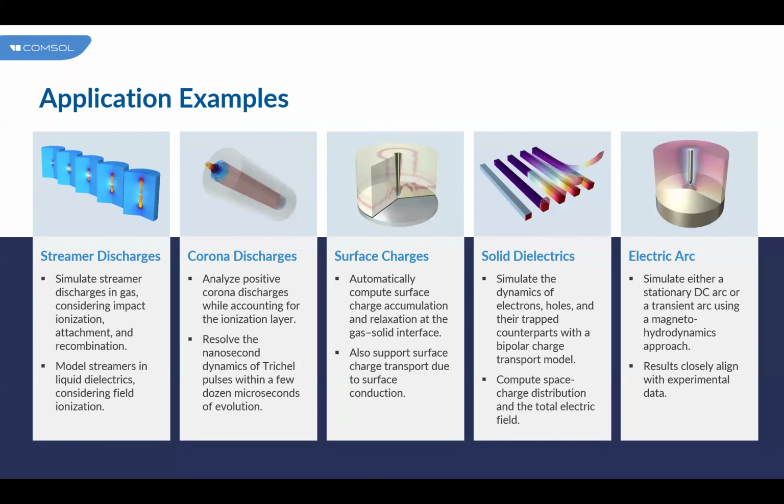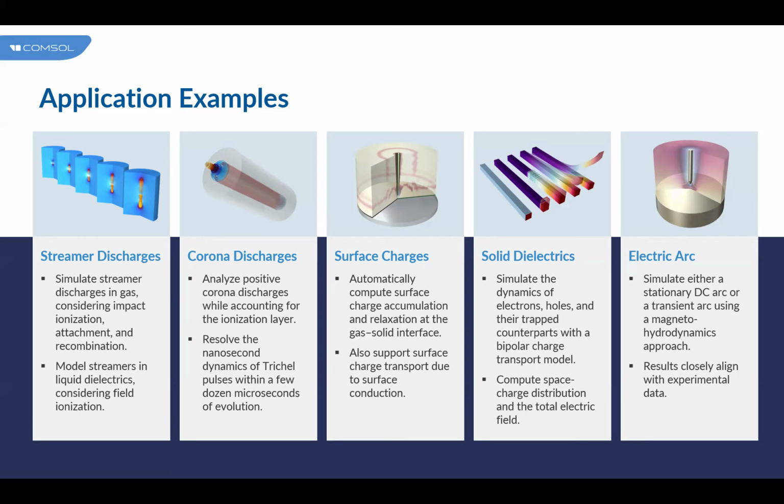The electric discharge module simplifies the modeling of complex electric discharge processes. Let's explore some examples. Streamer discharges. We can simulate streamer breakdown by considering impact ionization, attachment, and recombination of charge carriers. These processes are pre-built, eliminating the need to input chemical reactions manually. Streamer discharges in liquids are also supported. Corona discharges self-consistently. You can simulate the ionization layer and resolve nanoscale dynamics, capturing multi-scale discharge behaviors.